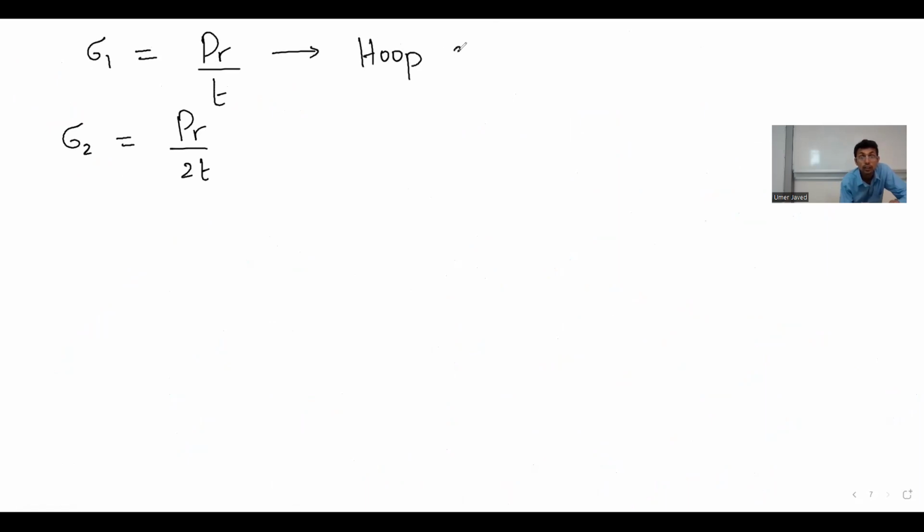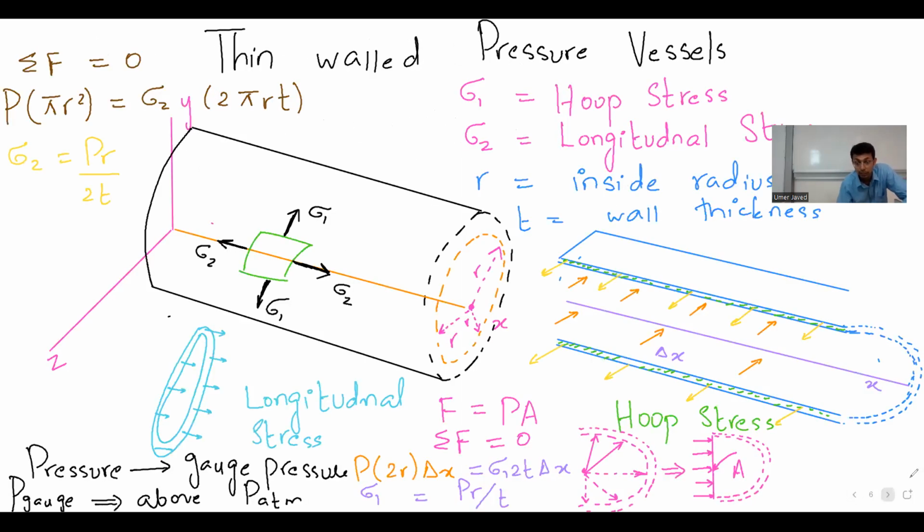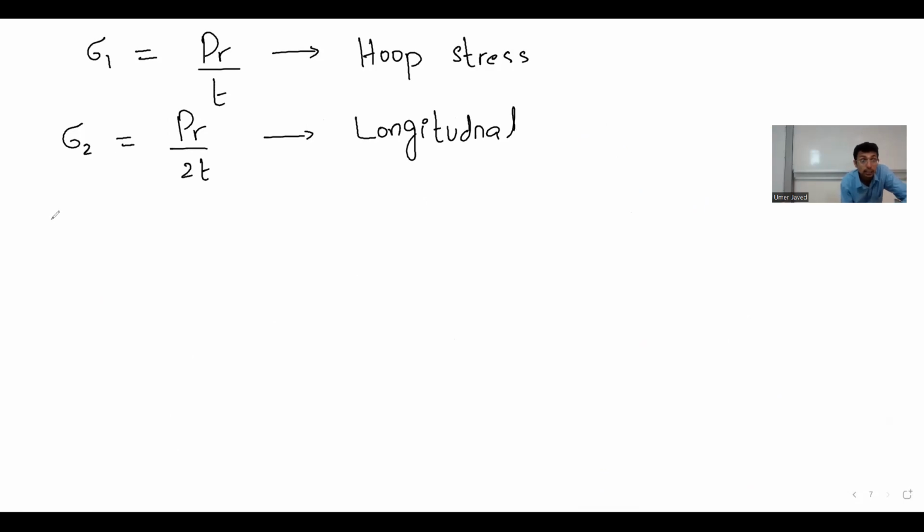So let me just do a question. Stress 1 is equal to PR over T, and stress 2 is PR over 2T. What is stress 1? Anyone? It is the hoop stress, right? Okay. And what is stress 2? Longitudinal. Okay. What is T? Thickness of the vessel. What is R? It is the inside radius. Now, just to be clear, this last slide, till now, we are talking about cylindrical pressure vessels. Hang on with me.